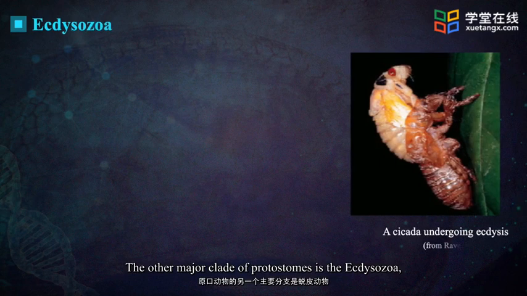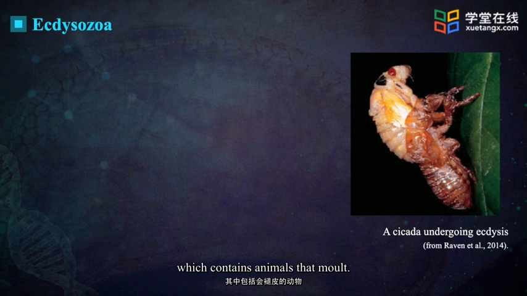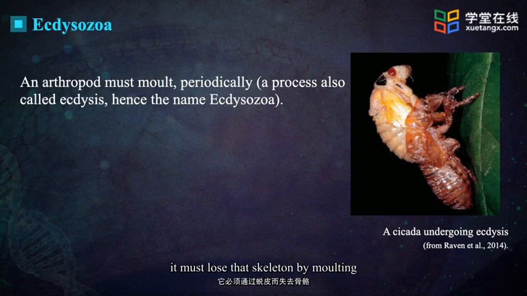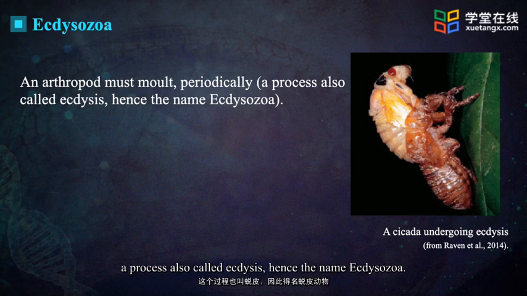The other major clade of protostomes is the Ecdysozoa, which contains animals that molt. When an animal grows large enough that it completely fills its hard external skeleton, it must lose that skeleton by molting, a process also called ecdysis, hence the name Ecdysozoa.